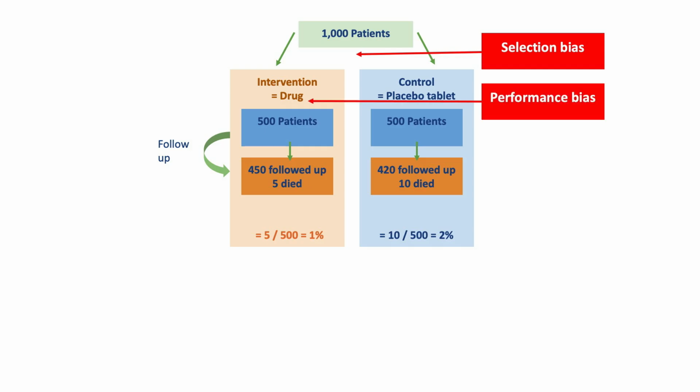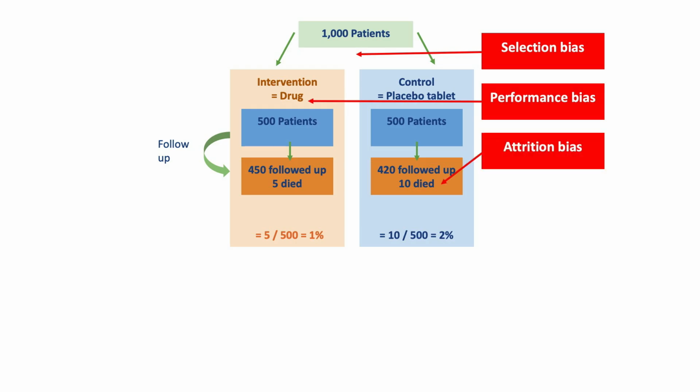A second type of bias to look for would be performance bias. That's when something else happens to the intervention group. Maybe they had an additional support from a nurse or something like that, and that could be the ingredient that underpinned the effectiveness of the drug rather than the drug itself. So you're looking at something called performance bias.